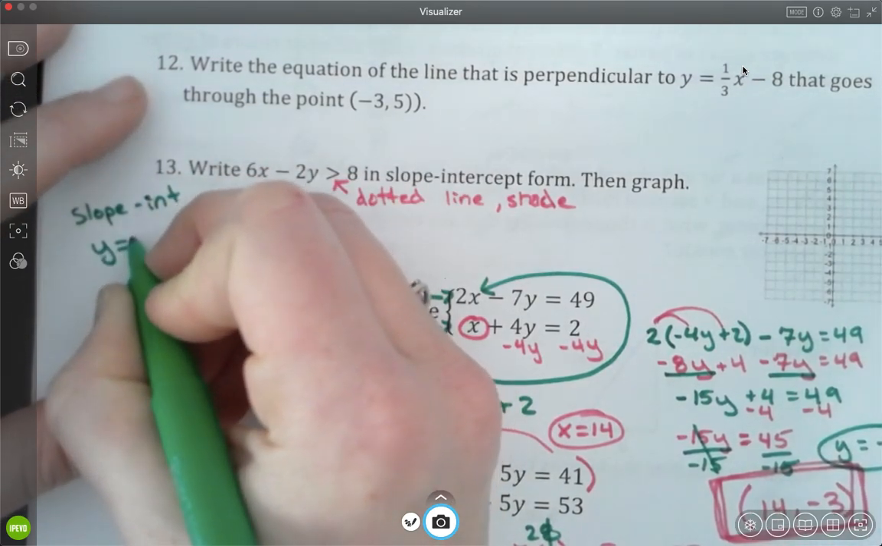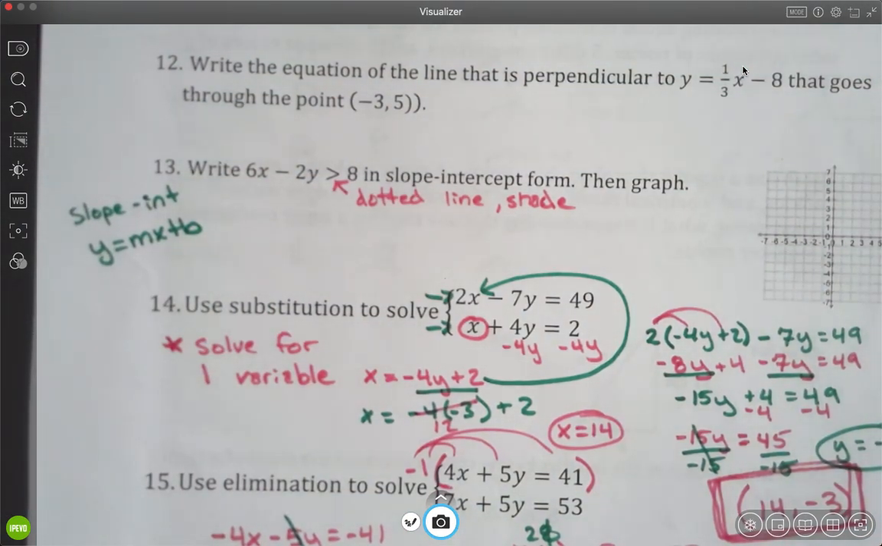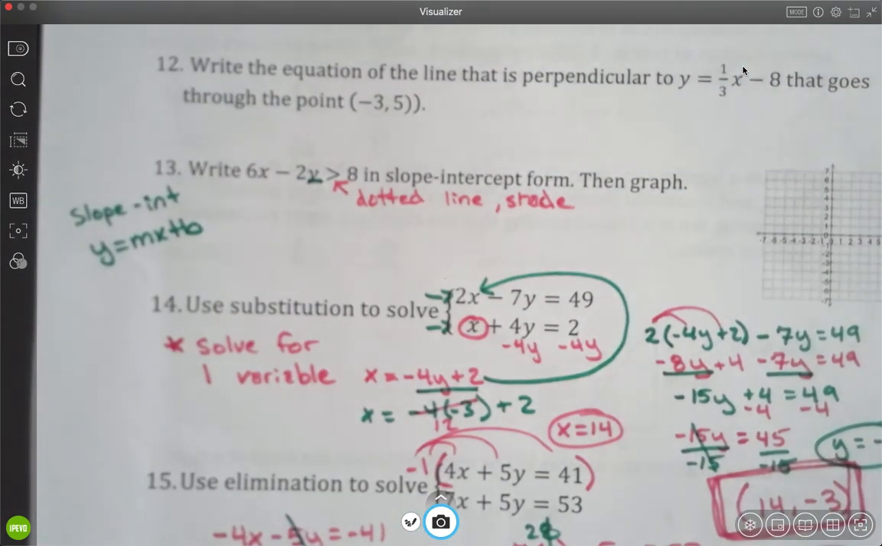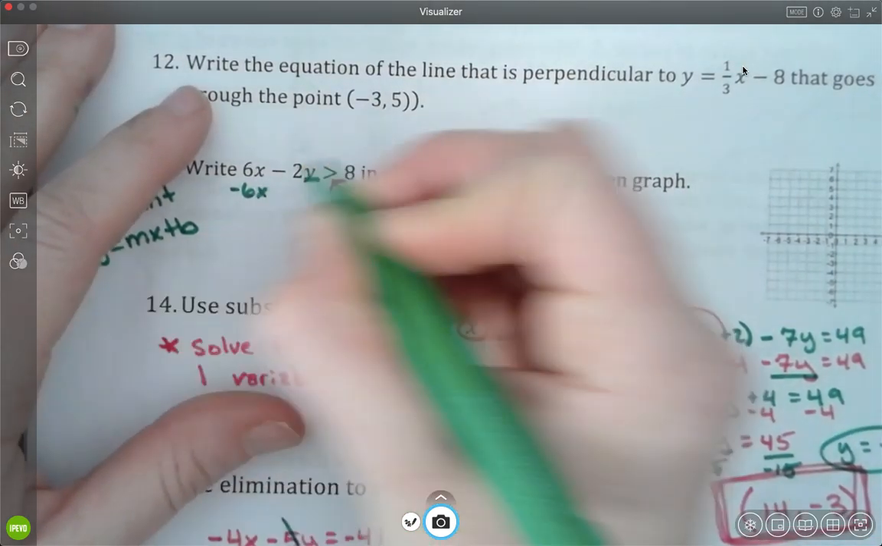Slope-intercept form is y equals mx plus b. Okay? So in other words, that thing that we have right there, we want to solve for y. We want to get the y by itself. Okay? So what would you like to move? The 6. Okay, the 6, how do we move him? Subtract it. Minus 6x, minus 6x.